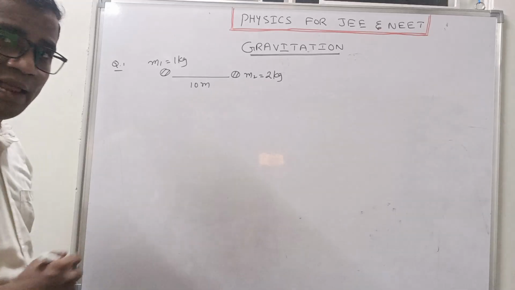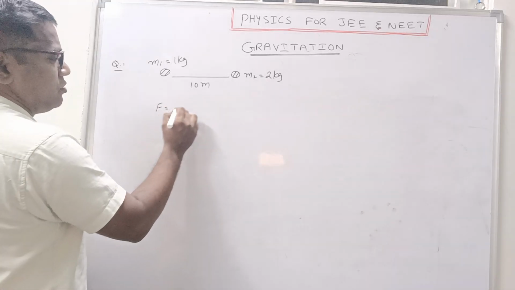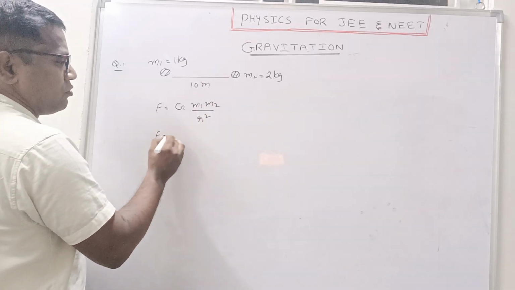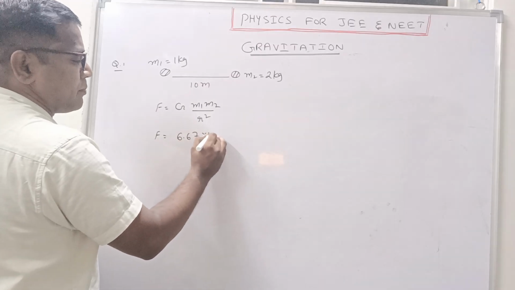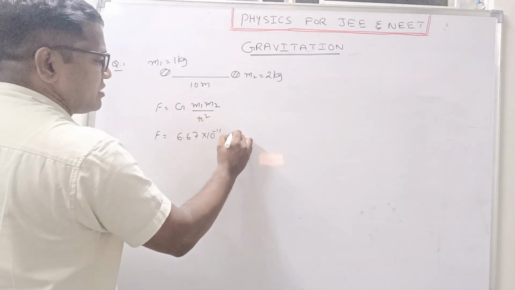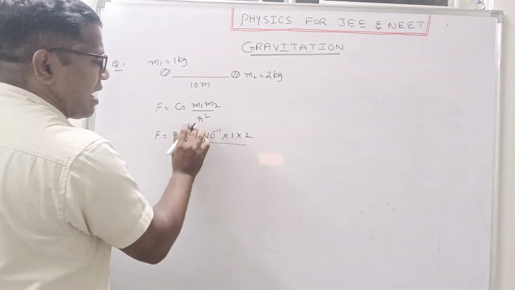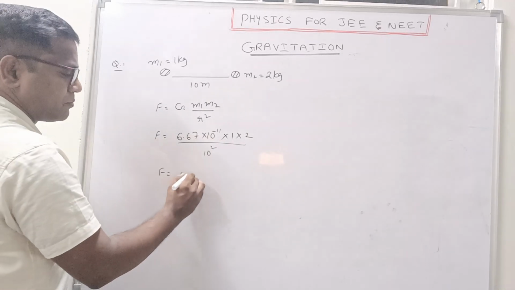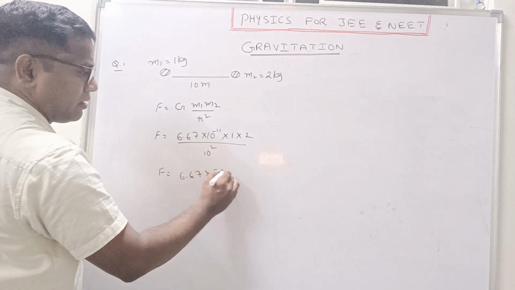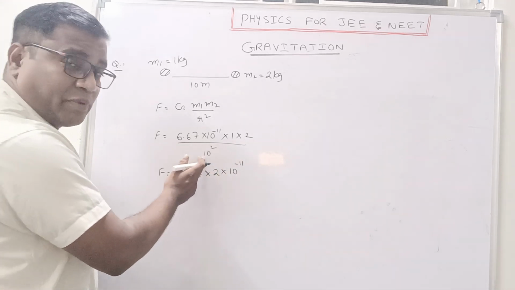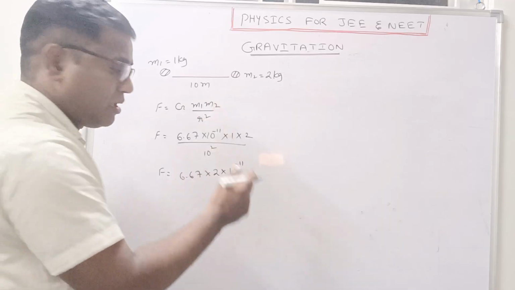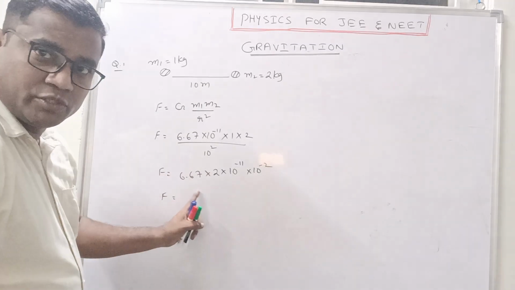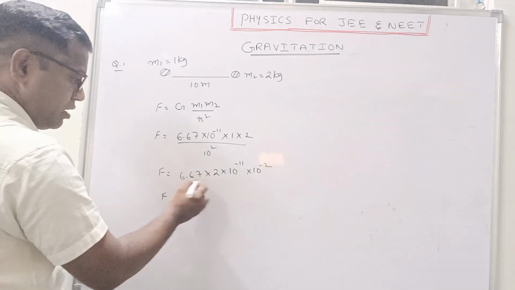In this situation, to calculate the force, F is equal to G M1 M2 by R square. G we know is 6.67 into 10 power minus 11, into M1 which is 1, M2 which is 2, upon R square, which is 10 square. So F is equal to 6.67 into 2 into 10 power minus 11. 10 power 2 goes up, it becomes 10 power minus 2. So F is equal to, we will multiply these two, how much will we get?